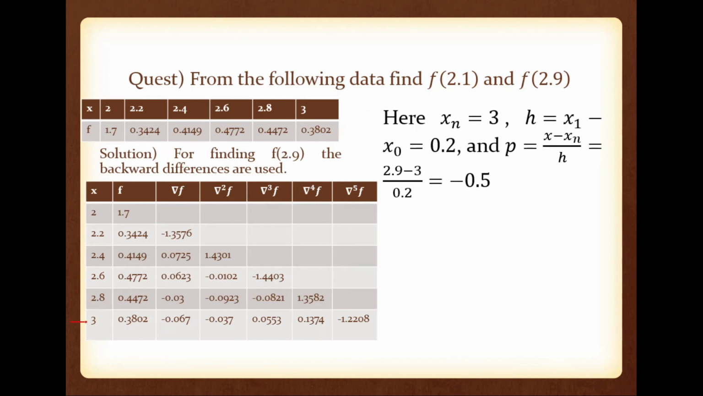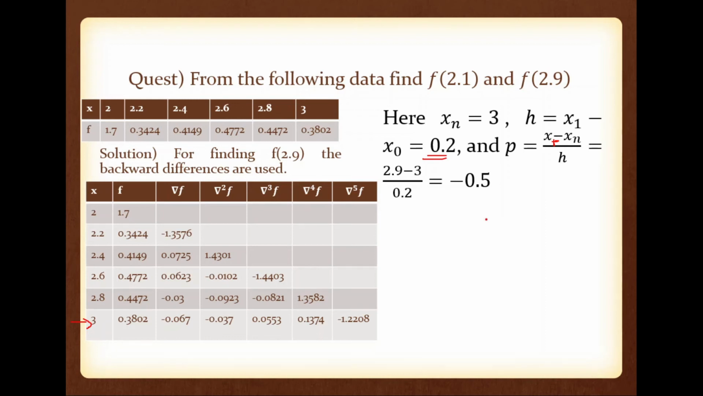Now what about h? H is the difference between adjacent data, 3 minus 2.8, that is 0.2. You can take the difference between any adjacent data, because this one is a finite difference. Now what about p? P is equal to xp minus xn divided by h. So that is equal to 2.9 minus 3 divided by 0.2, equal to minus 0.5.